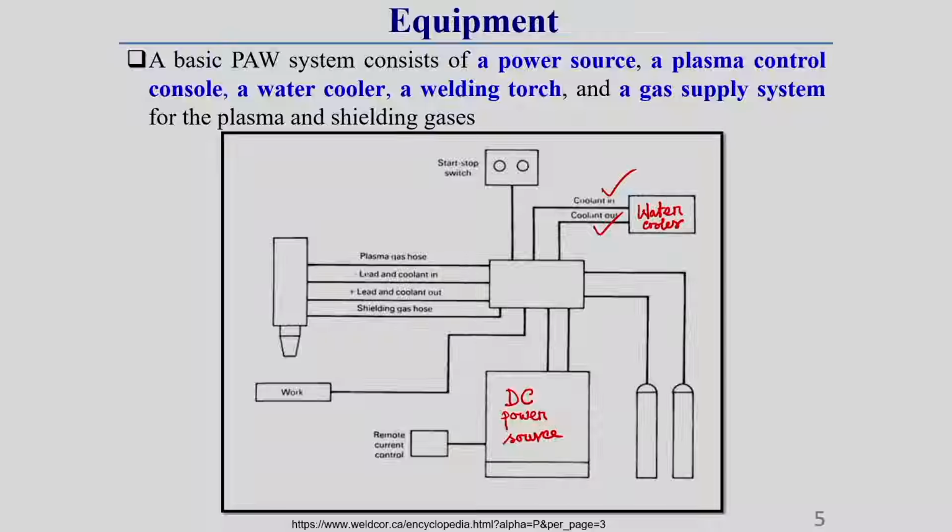That means whatever copper nozzle is there, inside that nozzle there is a cooling system. That means there is a channel through which water is flowing, so that this copper nozzle should be cooled. Okay. So, that is why you see this water cooler, which is generally used to supply the coolant in this torch. This is the torch.